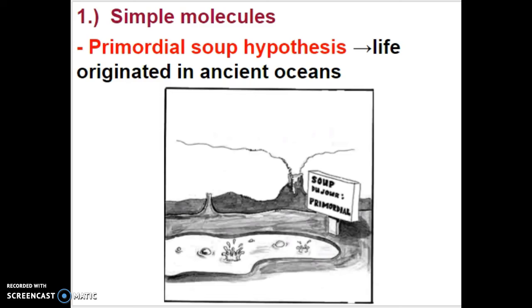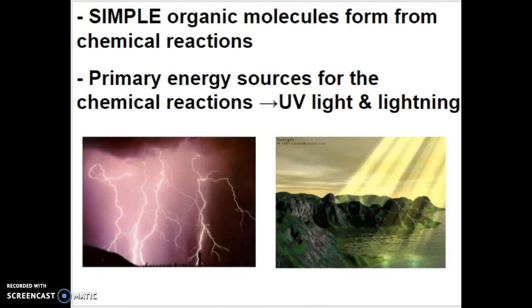Another idea that follows along with this is the deep earth origins of life, where the black smoker communities, those hydrothermal vent communities that we have discovered, where there is no sunlight, still have food chains and organisms that can live there. So maybe in conjunction with the primordial soup hypothesis, this deep ocean life hypothesis ties in together. So we have simple organic molecules that form from chemical reactions.